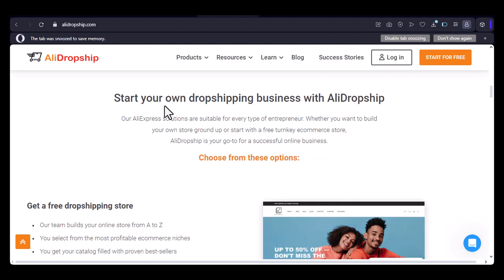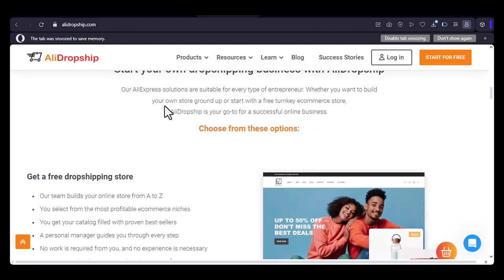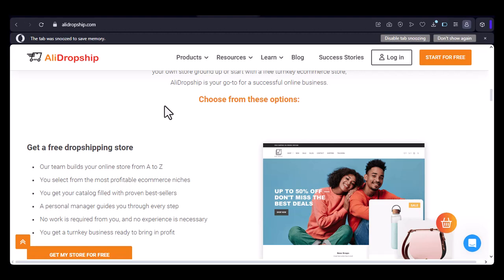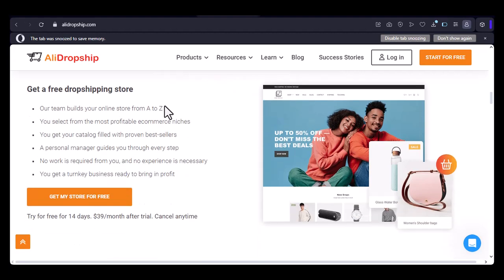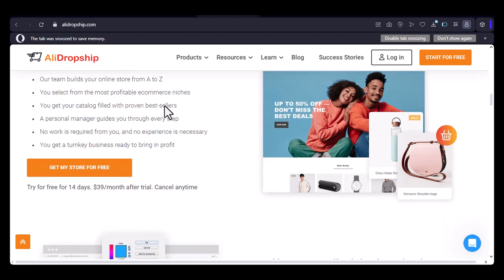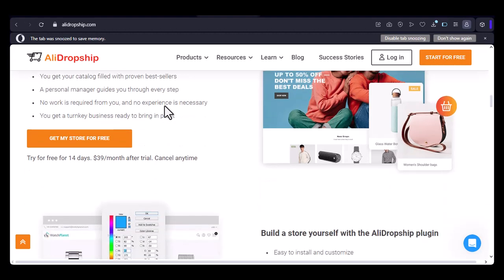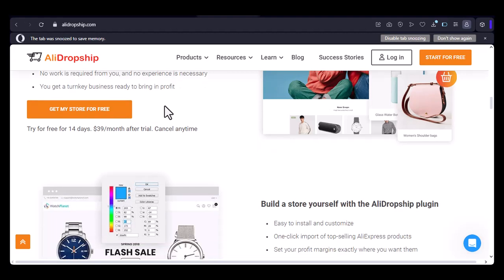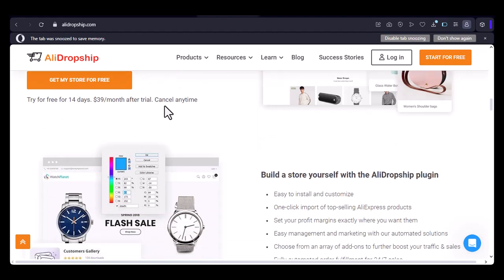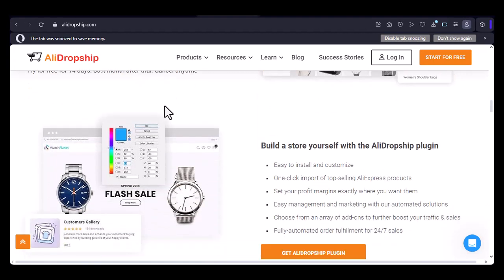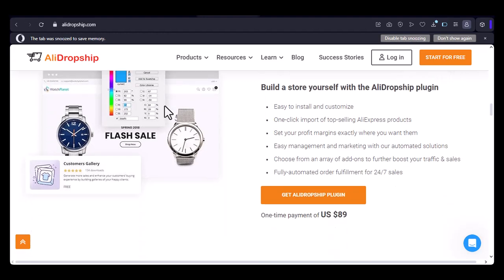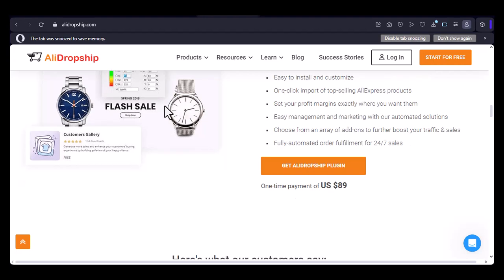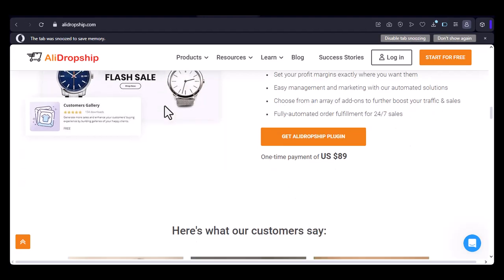Reasons for refunds. Now, why might you want a refund from AliDropship? There could be several reasons, such as misrepresentation. The platform might not have been as advertised. Technical issues. You might be facing problems with the store's functionality. Dissatisfaction with service. The support or customer service might not be up to par. Financial constraints. You might have simply changed your mind or encountered financial difficulties.